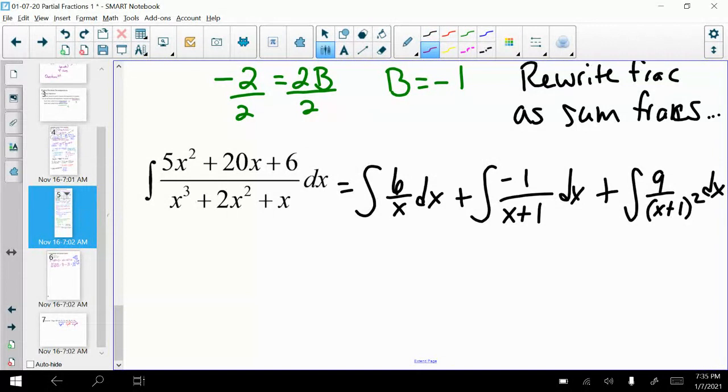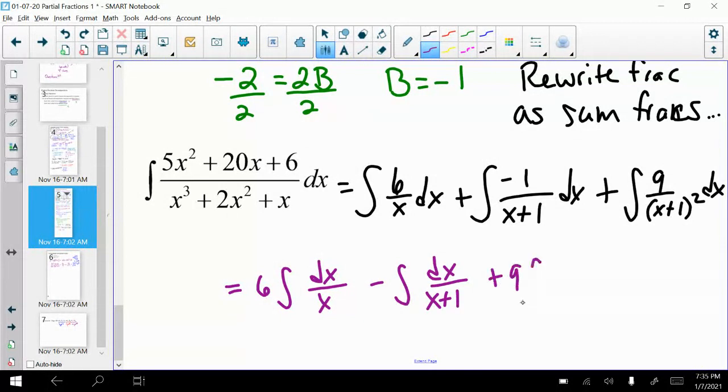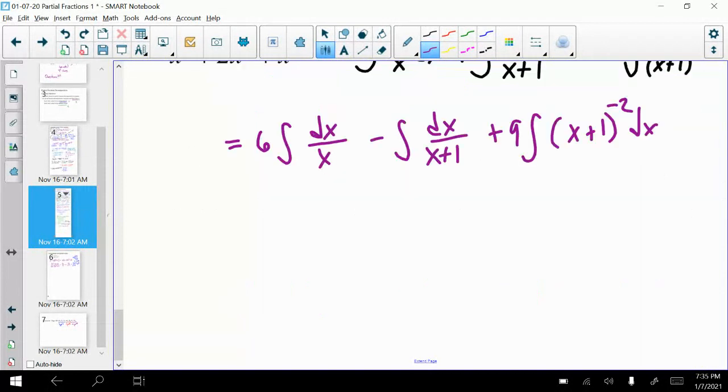I often will move my coefficient out in front, right? 6 times the integral of dx over x minus the integral of dx over x plus 1 plus 9 times the integral, and then this, it's always good to rewrite as x plus 1 to the negative 2. And we know how to integrate that, right? Add 1 to the exponent there.